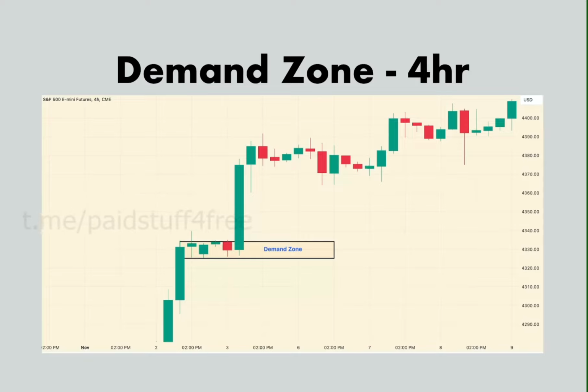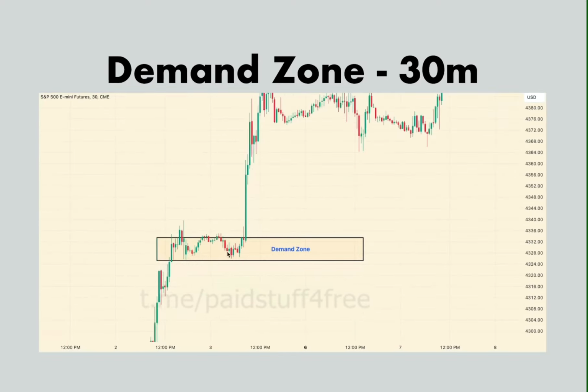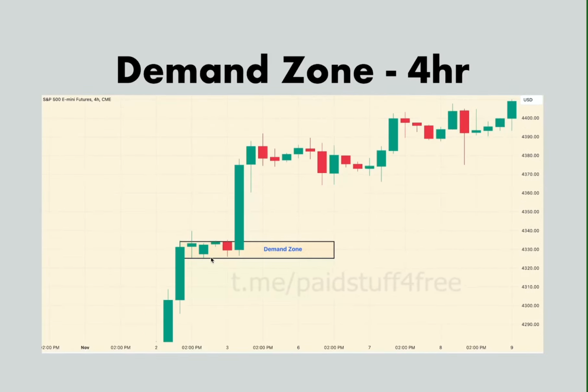Here's actually that same demand zone, but on the 30-minute time frame, just so you can see what's going on in those 4-hour candles. You can see even on the 30-minute, this move upward is just so violent. So again, look at this. Encompass the bottom wicks and then the body of the candle right before the move. We did the same thing here. Bottom wicks, candle body.